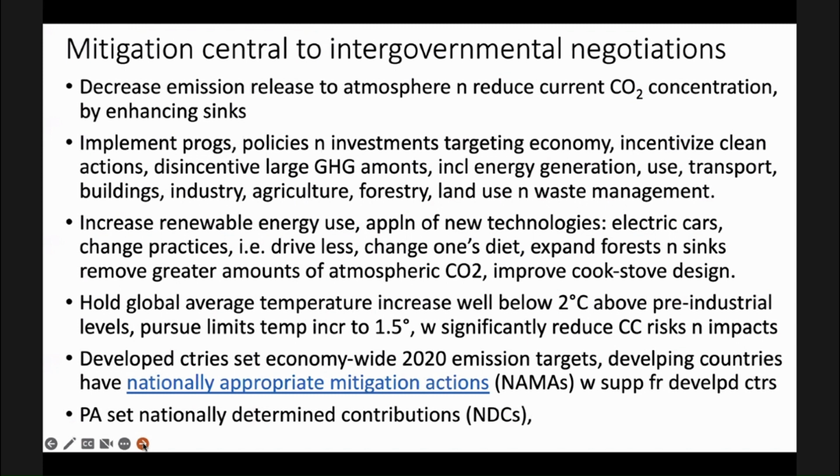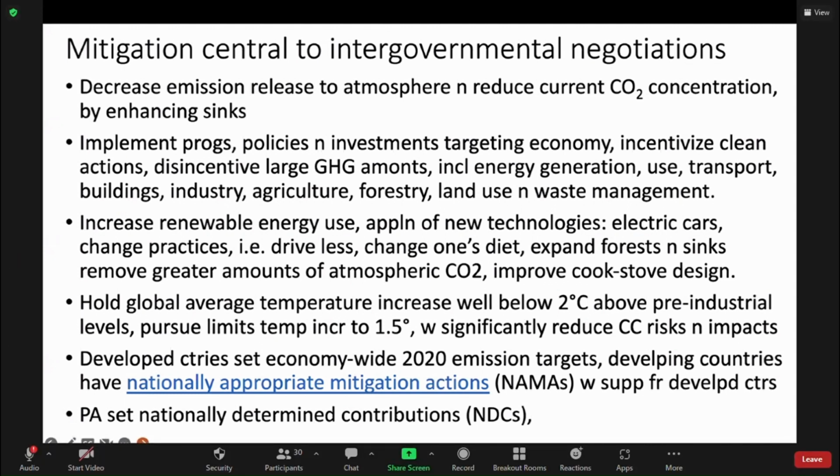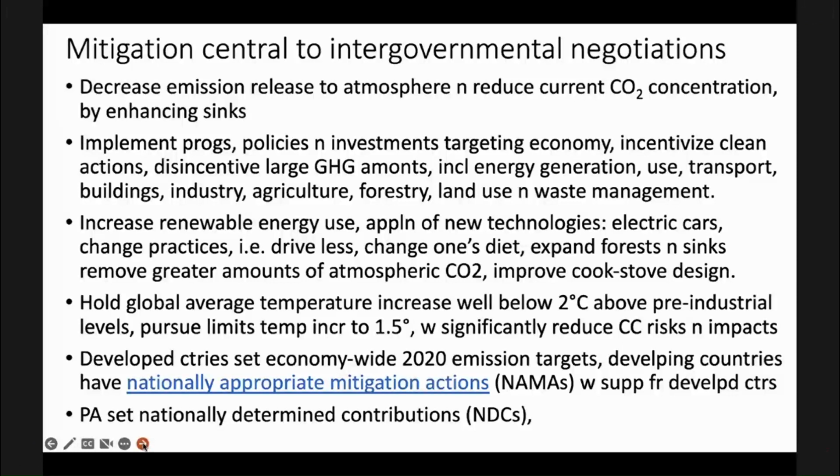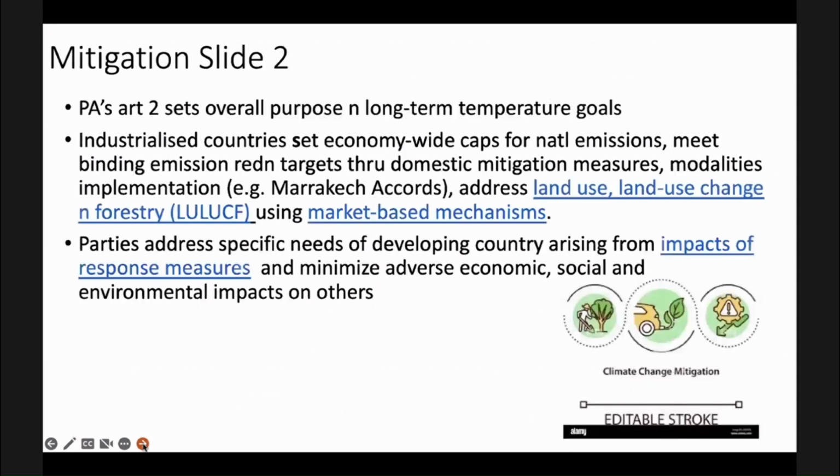Developed countries have set economy-wide 2020 emission targets, but 2020 has come and gone, and these targets have not been achieved. Developing countries have identified nationally appropriate mitigation action, but have been challenged both by resources as well as by implementation capacities within the country. The Paris Agreement set nationally determined contributions, or NDCs, to be articulated by each individual country, and this is a key way of moving ahead.